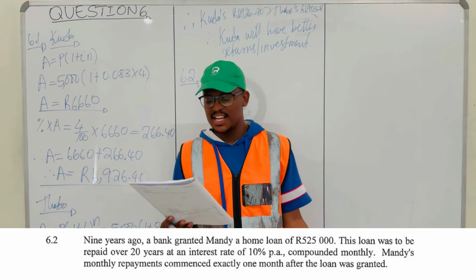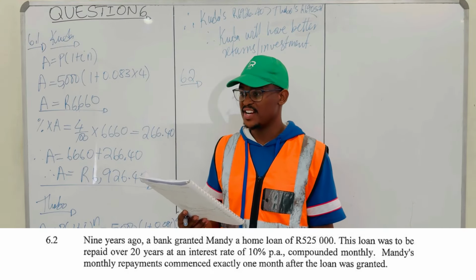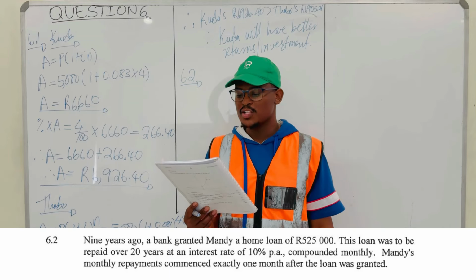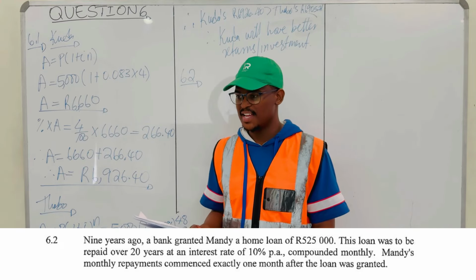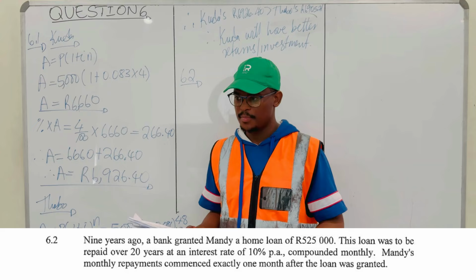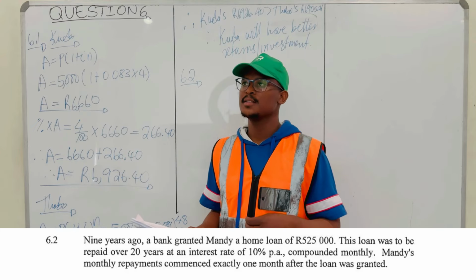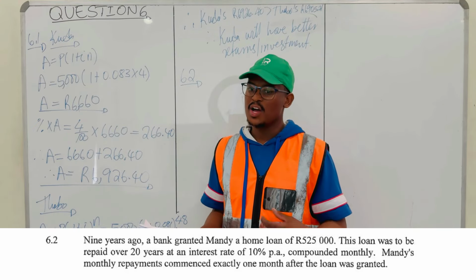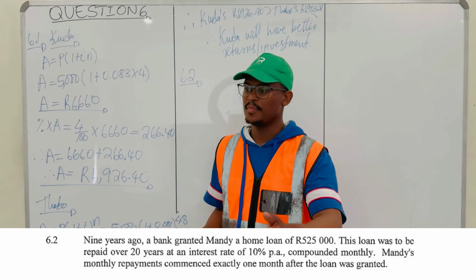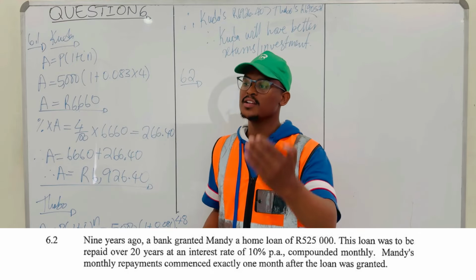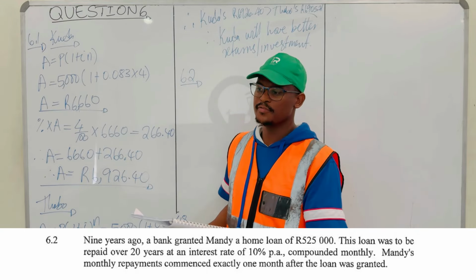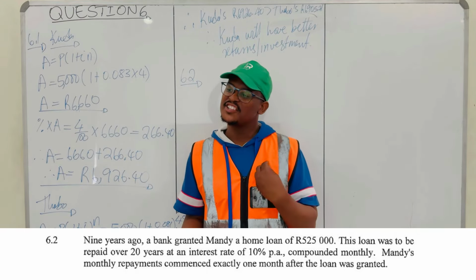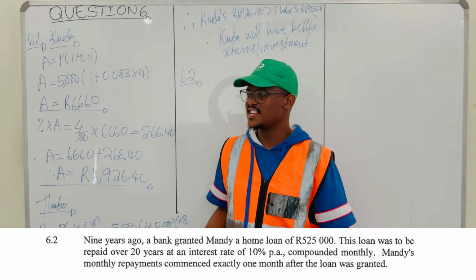So, 9 years ago, Mendy was given a loan of 525,000, right? This loan was to be paid over 20 years at an interest rate of 10% per annum compounded monthly. So Mendy started paying a month after the loan was taken. So is Mendy late or on time? She's on time, because if you take a loan and you are expected to pay monthly, you'll pay a month from now. If it was quarterly, you're expected to pay a quarter from now. If it's semi-annual, you're expected to start 6 months from now. So if she starts paying a month later, she's not late, she's on time.